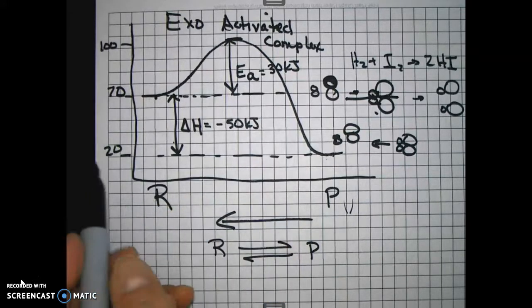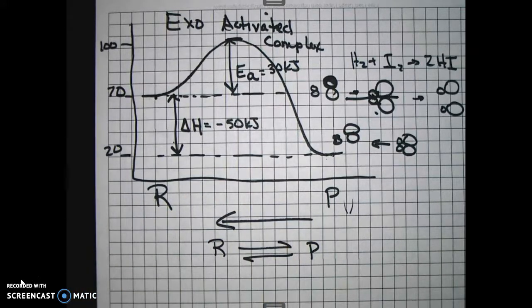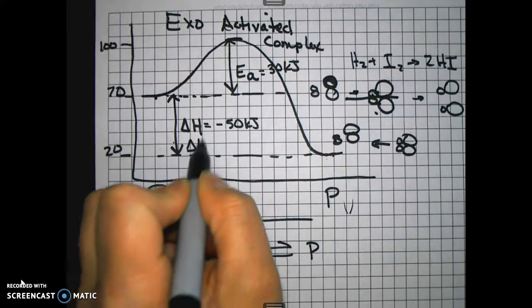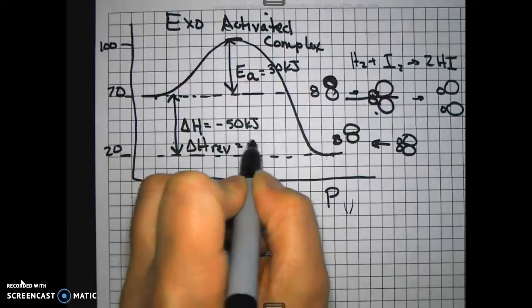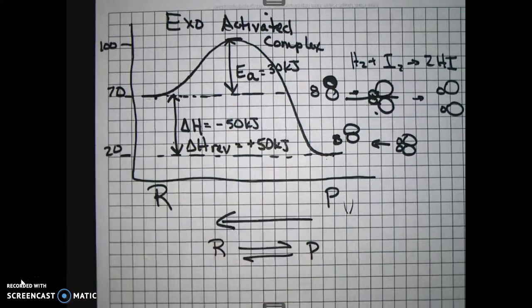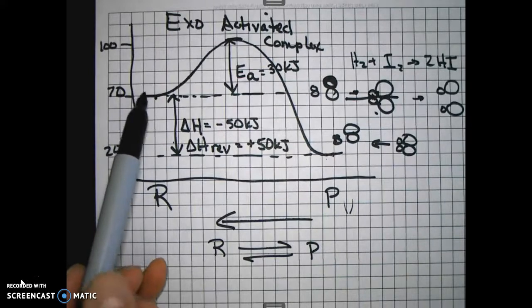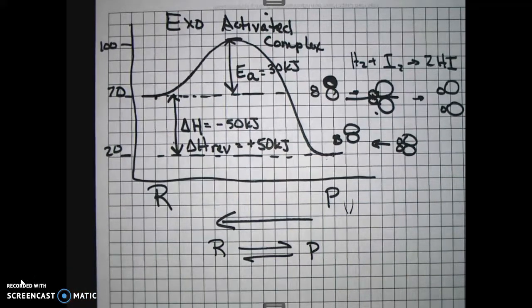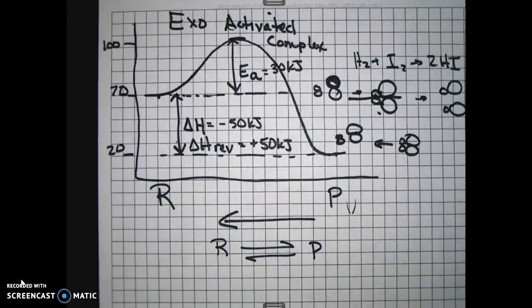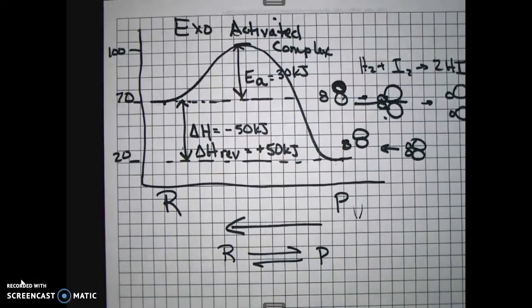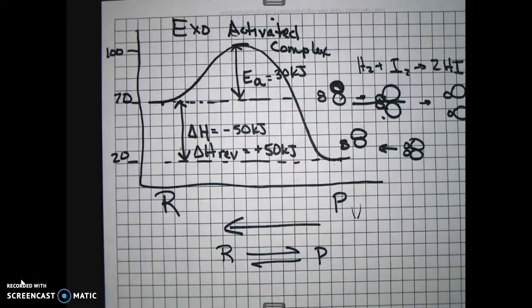Our delta H in reverse hasn't changed except for one thing. Can you think of what that is? The sign. So the delta H in reverse would actually be a positive 50 kilojoules. In order to get from the products to the reactants in reverse, we would have to apply a sum total of 50 kilojoules of energy overall. The other big thing that changes, and I'm running out of space on this graph, is the activation energy.